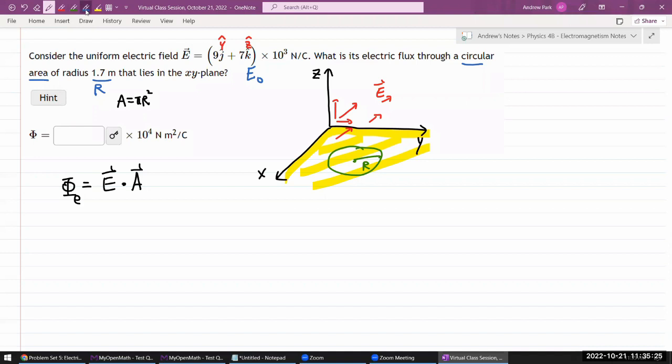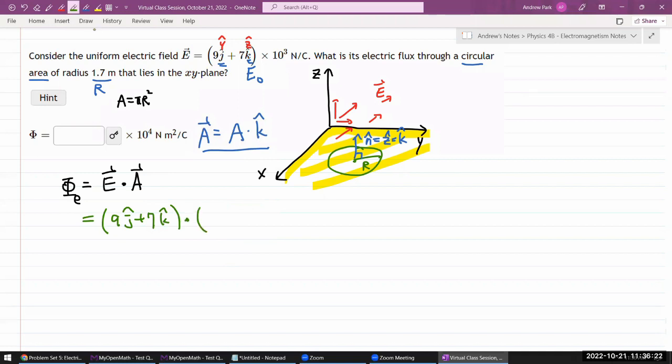So the direction of a plane is the direction that's perpendicular to the plane. So the n hat, the normal vector to the plane, that's gonna be z hat, or in the notation that they are using, k hat. So my area vector will be the magnitude of area times k hat. Once you get that part, then the rest is easy. You just calculate electric field times this area vector. We are given the components of the electric field vector, and I just figured out the area vector in component form. So I have 9 j hat plus 7 k hat, and I'll take care of the units at the end. That dot product with pi r squared k hat.